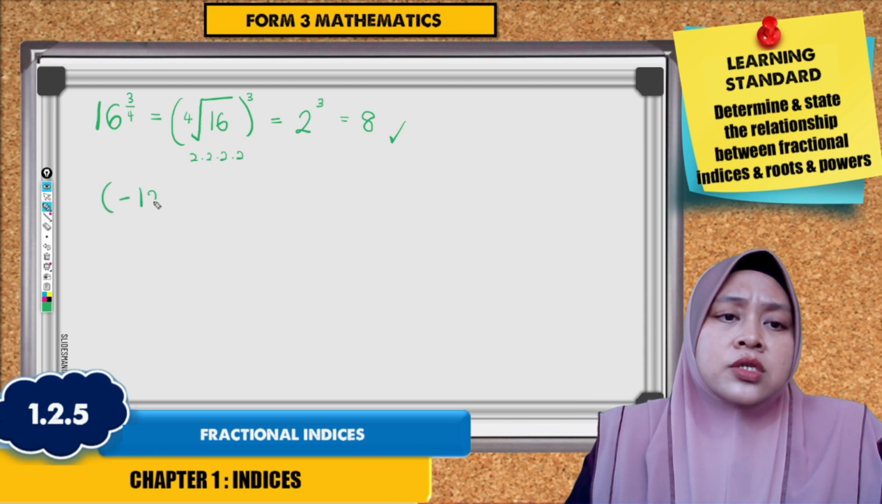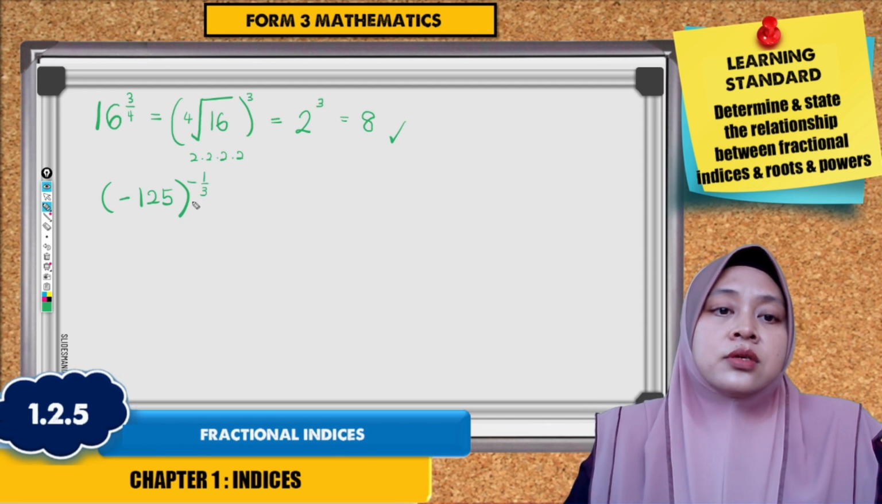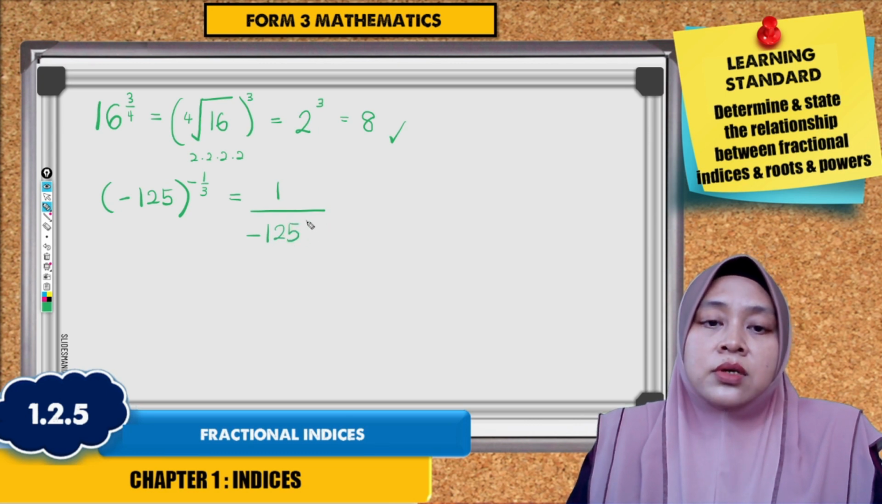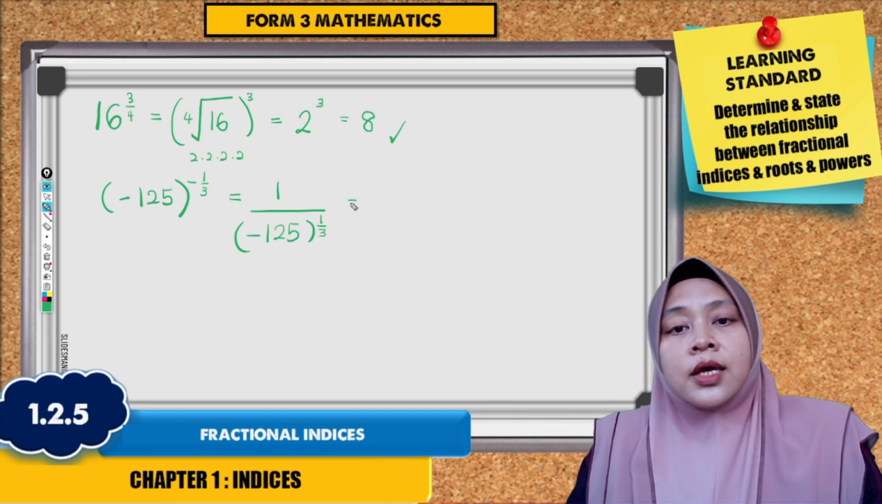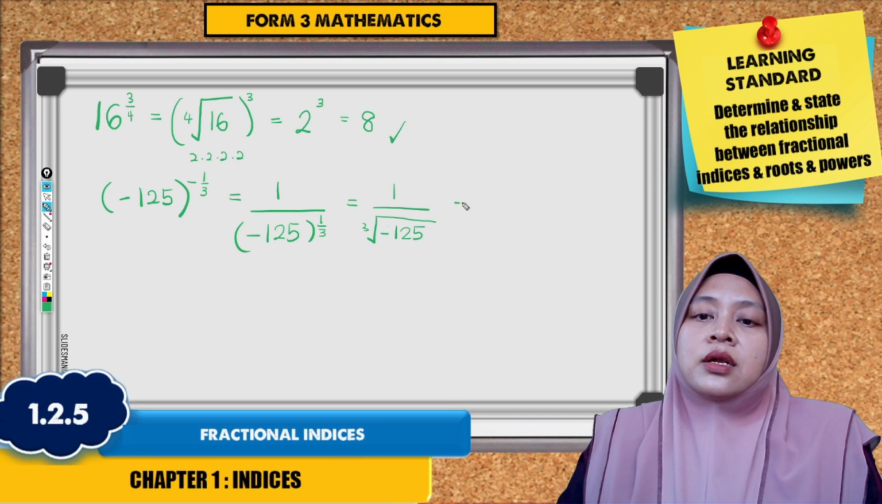Negative 125 to the power of negative 1 third. First of all, there is a negative here, so be careful. You put 1 over, and we bring away the negative: 1 over 125 to the power of 1 third. No more negative here. Then 1 over, the 3 here means cube root of 125. What is the cube root of 125?